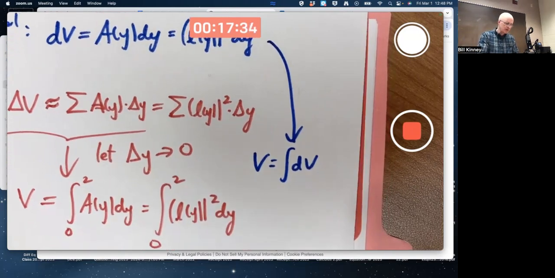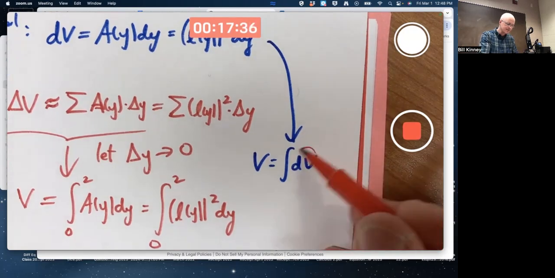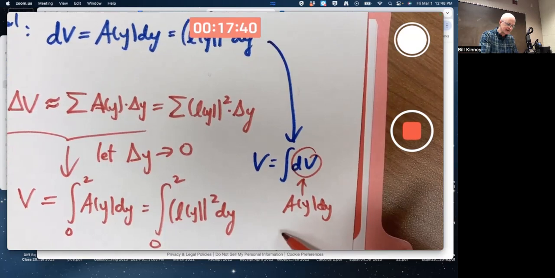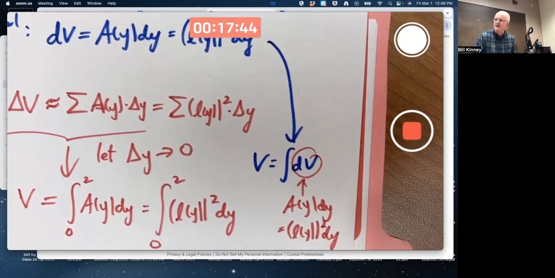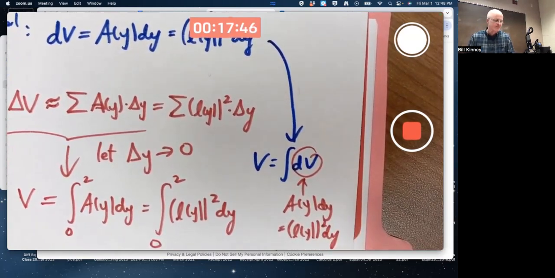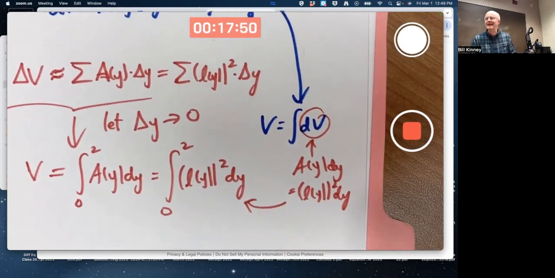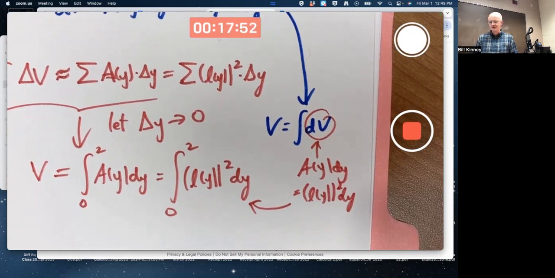Then you also do want to replace dV with what it equals, A of y dy in general. In our example, that's the same as L of y squared dy, because our cross-section is a square. That's why it's the same, and you ultimately end up with the same formula anyway. And then that's the thing you have to compute.